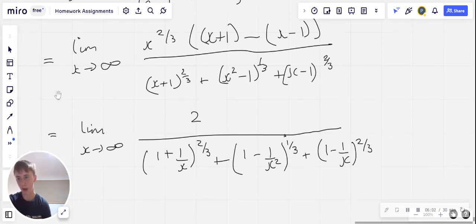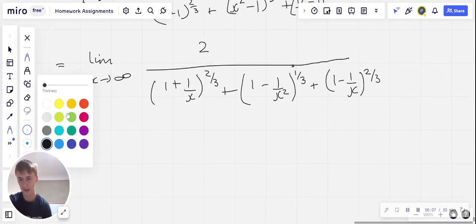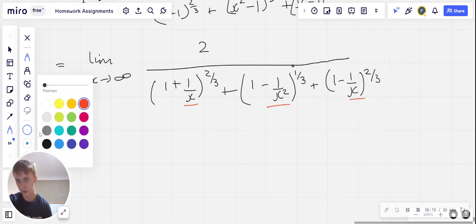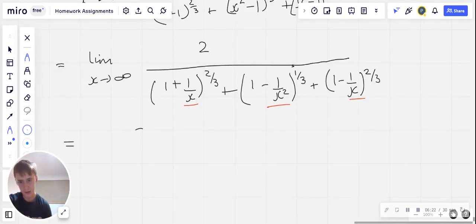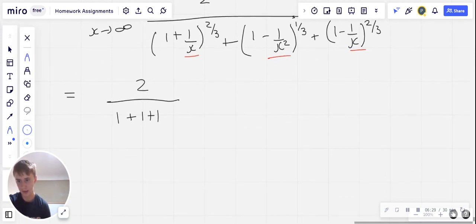Now if we apply our limit of x tending to infinity, all these denominator terms, here, here, and here, are all going to tend to 0, because as x tends to infinity, 1 over a power of x will tend to 0. So that's going to leave us with 2 over 1 plus 1 plus 1, which we can just write as 2/3. Done.